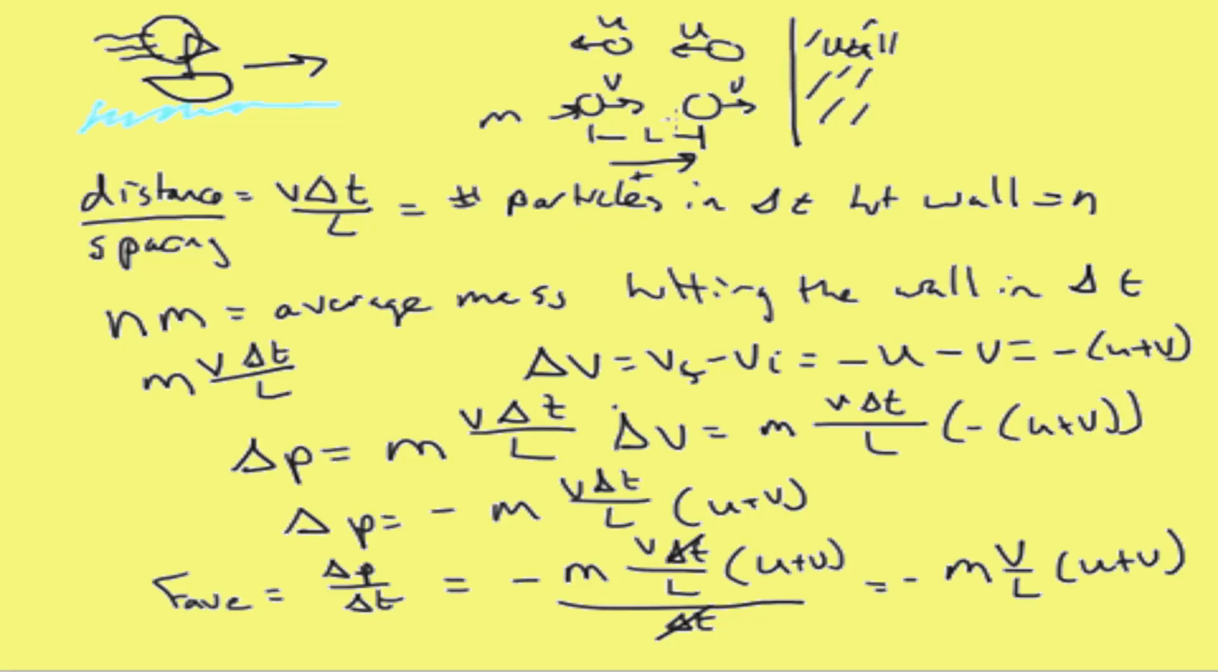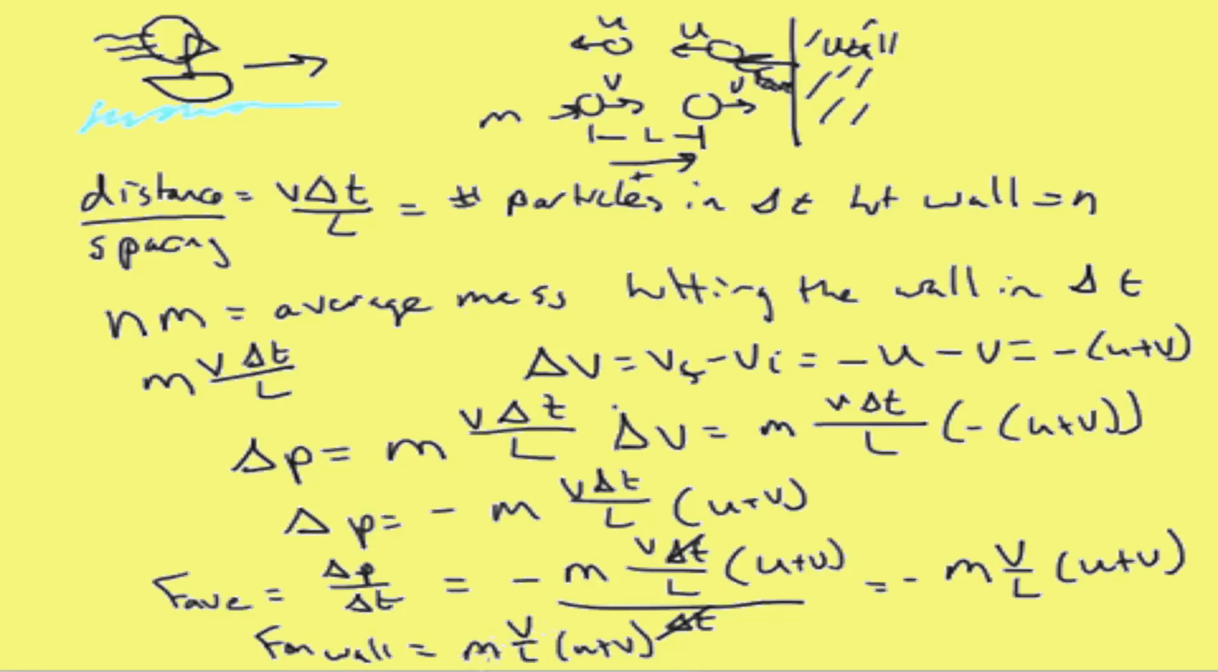So this force, which I've called F-av, will be in this direction. So it's in the minus direction, so it's causing the change in momentum of the air particles to be towards the left. And then the force on the wall, or the sail of the ship, is just, by Newton's third law, going to be the opposite of this. That's going to be the same magnitude, but opposite direction. So m times v over L, u plus v.